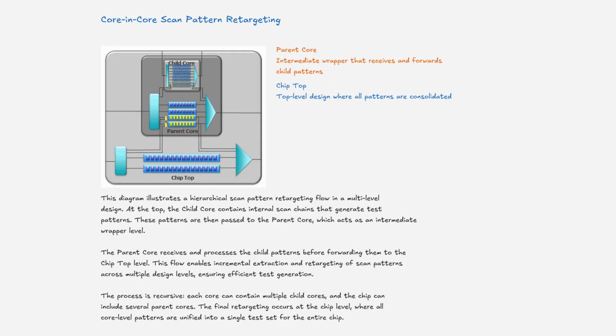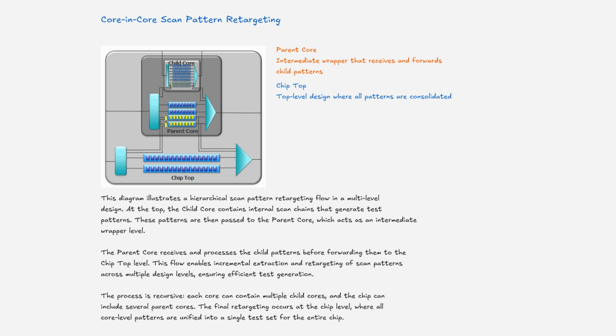This diagram illustrates a hierarchical scan pattern retargeting flow in a multi-level design. At the top, the child core contains internal scan chains that generate test patterns. These patterns are then passed to the parent core, which acts as an intermediate wrapper level. The parent core receives and processes the child patterns before forwarding them to the chip-top level. This flow enables incremental extraction and retargeting of scan patterns across multiple design levels, ensuring efficient test generation.